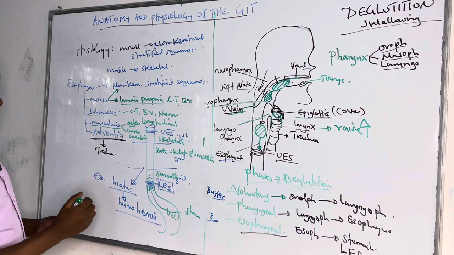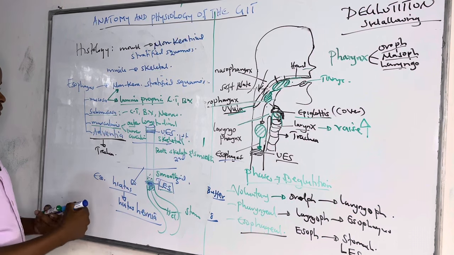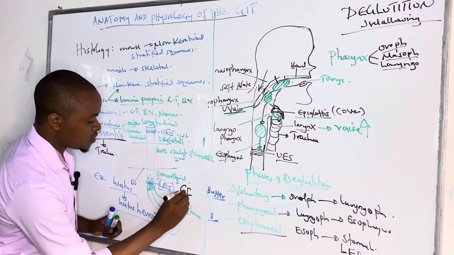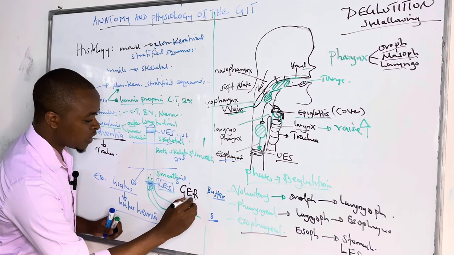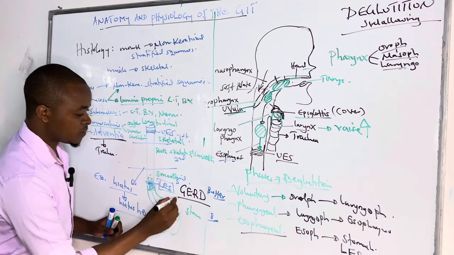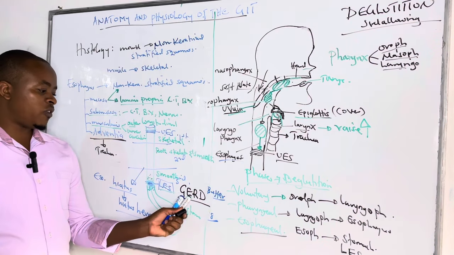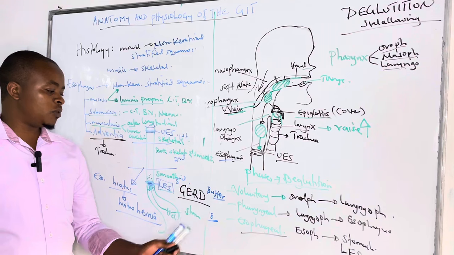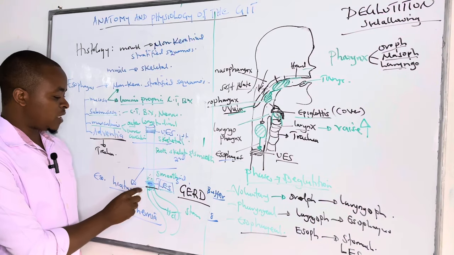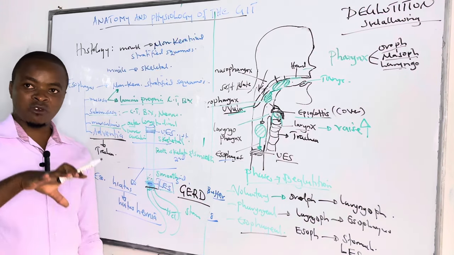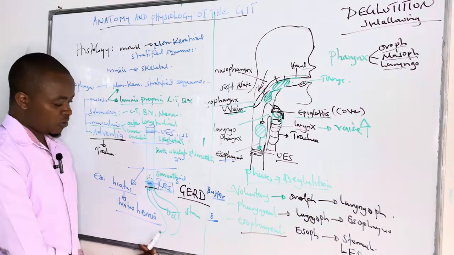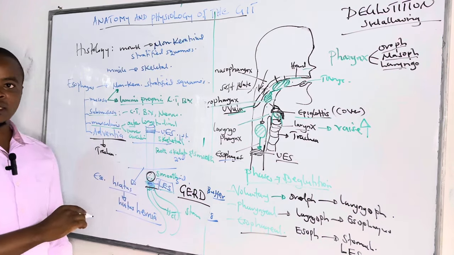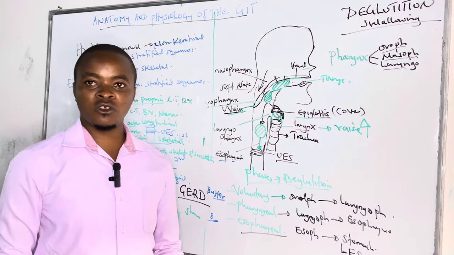And this one is known as GERD. This condition is known as GERD, which is gastroesophageal reflux disease. How does it come about? The lower esophageal sphincter and the cardiac sphincter fail to close. Then the hydrochloric acid moves up and it is always felt as heartburn because of the acid going into the esophagus.